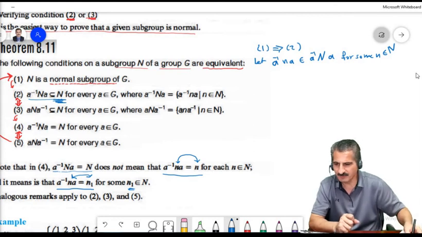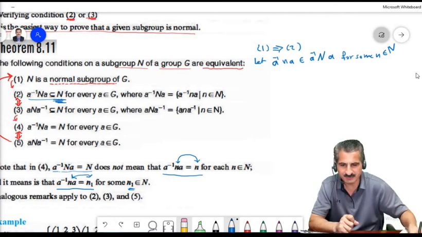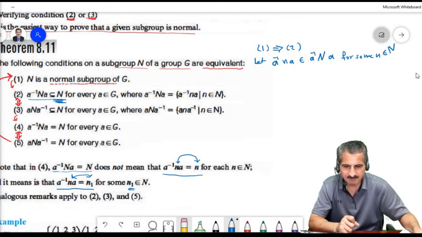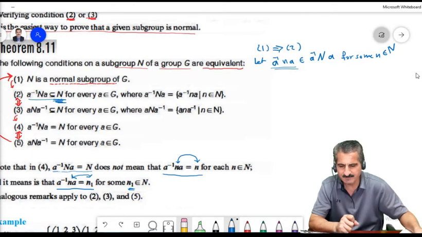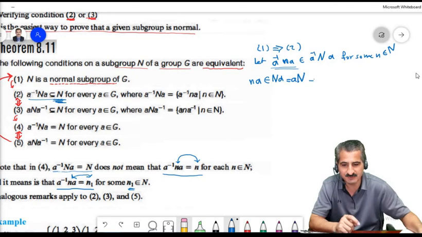And remember, we have now that N is normal, right? So now, we want to prove this belongs to N. Now, A inverse n A. How to prove this belongs to N? Simply notice that nA belongs to capital NA, which equals A capital N, right? Because N is normal, and that means nA equals A n1 for some n1 belongs to N. You agree with that?